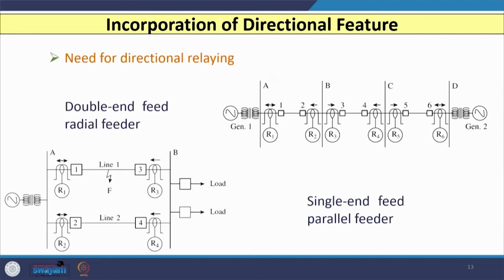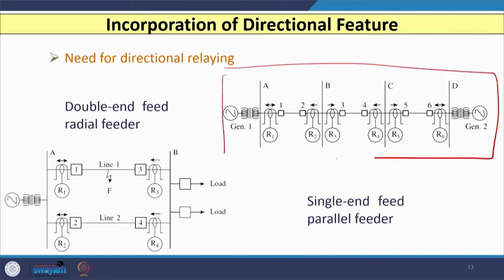Now, if I consider another feature, that is the addition of the directional feature, then you can see that I have shown the same radial feeder, but now this radial feeder is fed from both ends. So, source is connected at both sides compared to the earlier network in which source is connected only on the left hand side. As you can see, in each section, section 1, section 2 and section 3, I have connected 2 relays: R1, R2, R3, R4 and R5, R6.